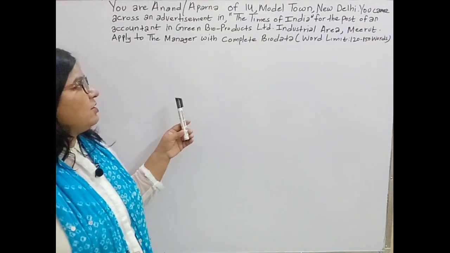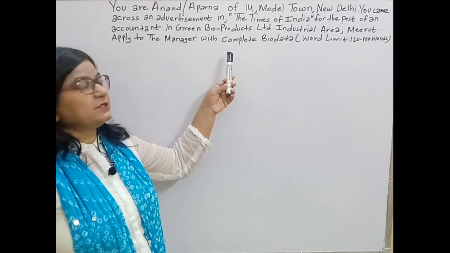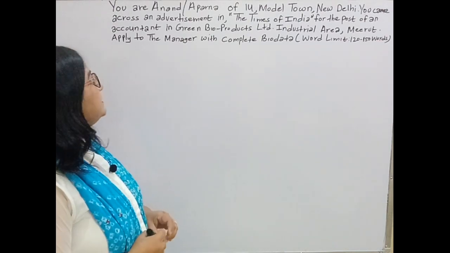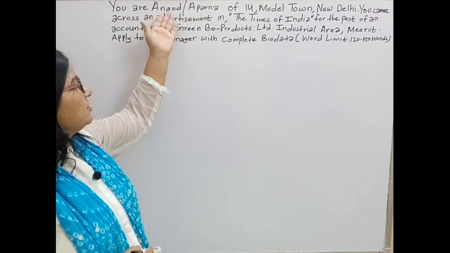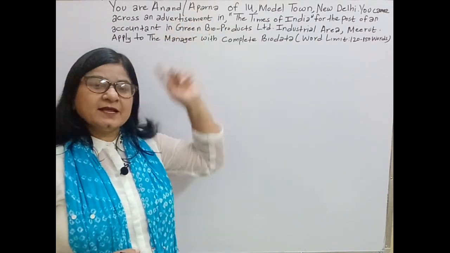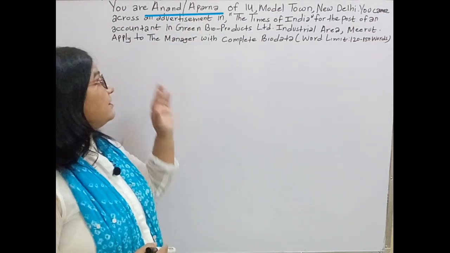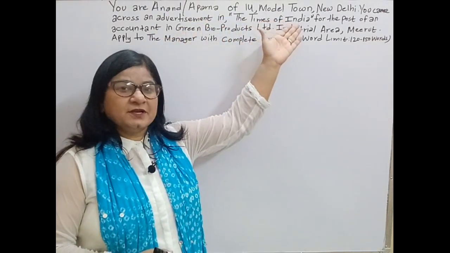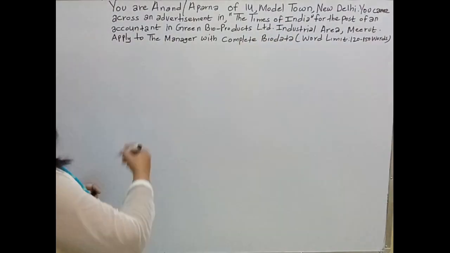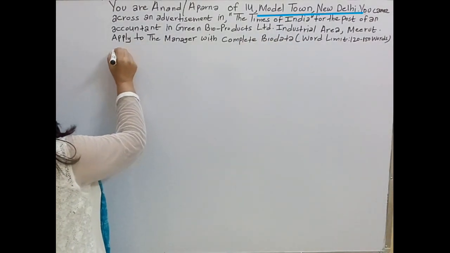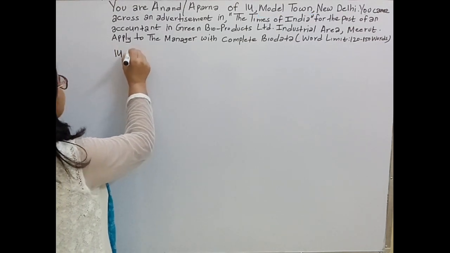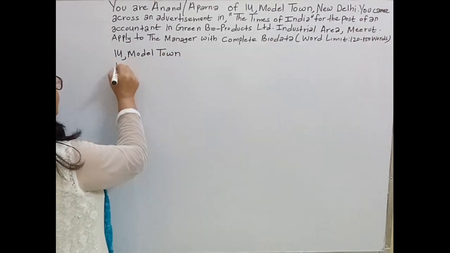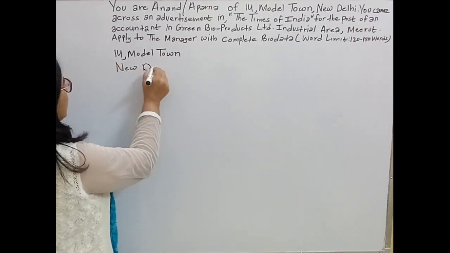Students, first of all, we have to find out from the question the name of the applicant. What is the name of the applicant? Either Anand or Aparna. And surname is not given. So you can write any surname here. And the address is also given. So we'll write the applicant's address here. 14 Model Town, New Delhi.